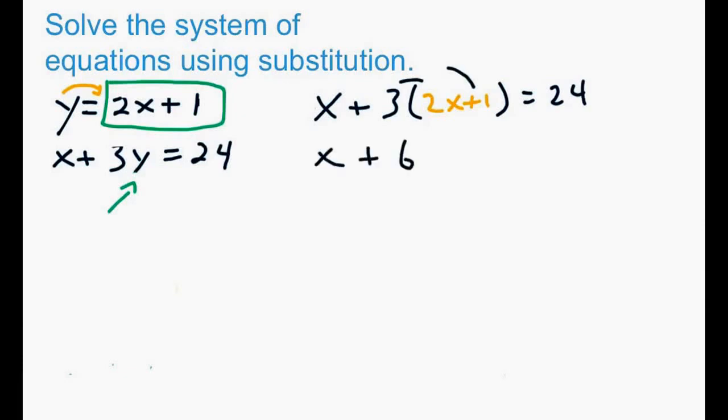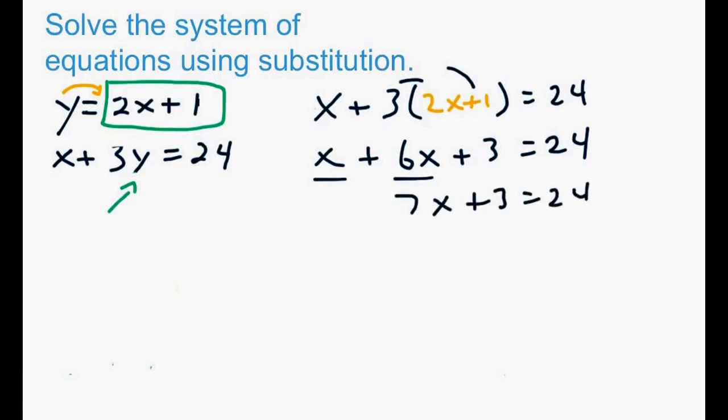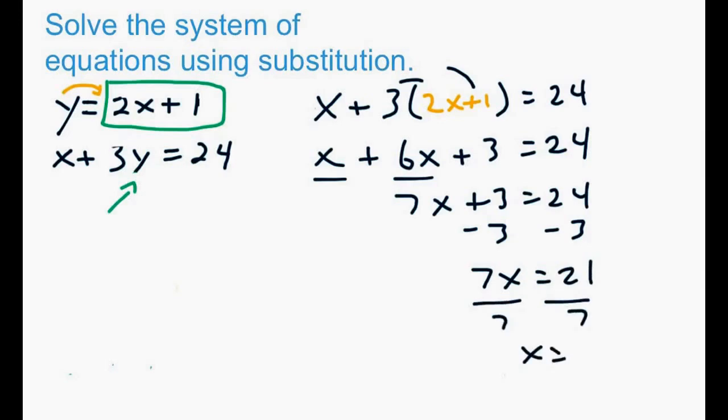3 times 2x is 6x. 3 times 1 is 3. I'm going to collect like terms. 1x plus 6x is 7x. Now this is just a simple two-step equation. Inverse operation. Subtract 3 on both sides. Divide by 7 on both sides, and x equals 3.